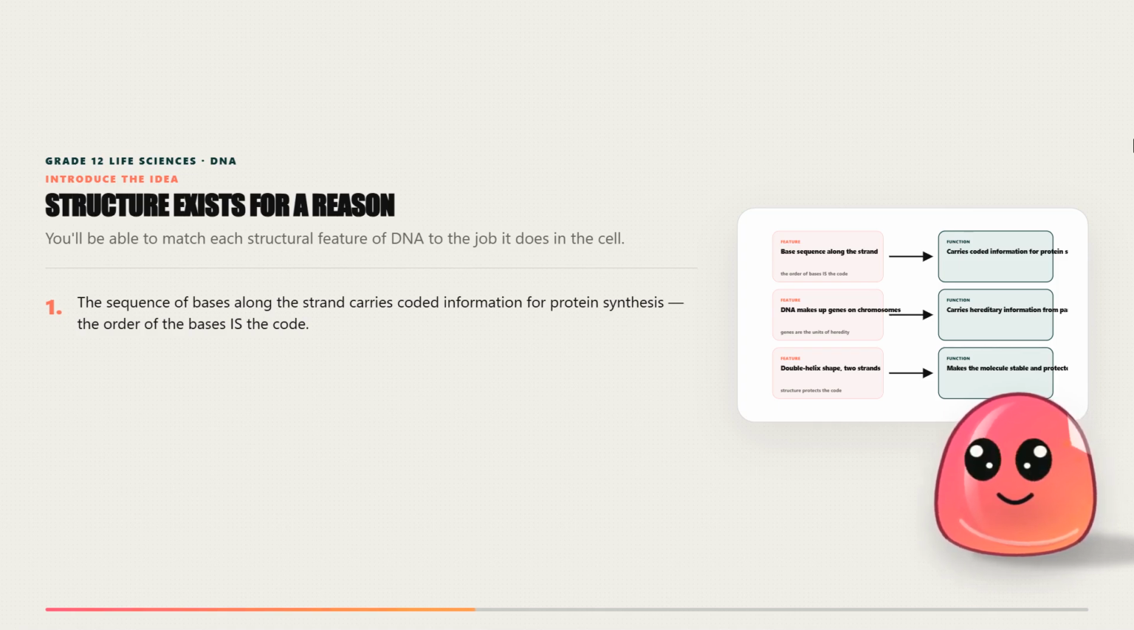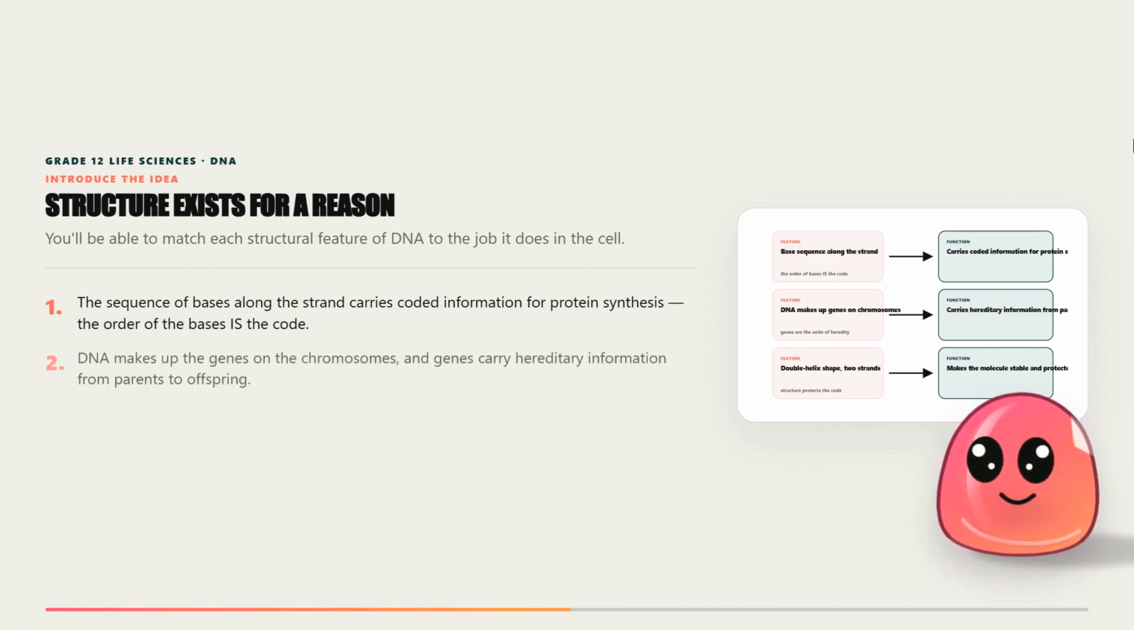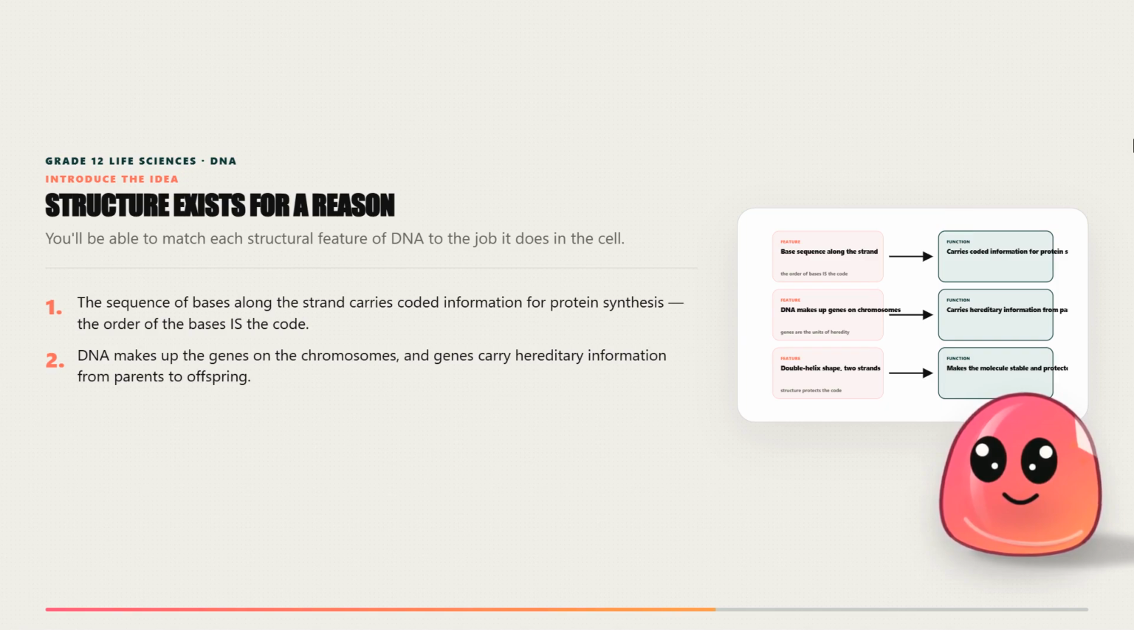Next, DNA makes up the genes on the chromosomes, and genes carry hereditary information from parents to offspring. That's heredity. And the double helix shape, with its 2 strands, makes the molecule stable and protected. The structure exists to protect the code it carries. Feature to function: sequence gives the code, genes give heredity, the double helix gives stability.